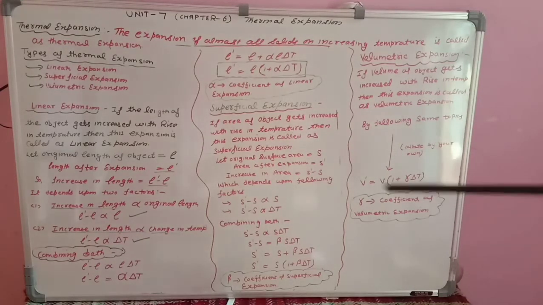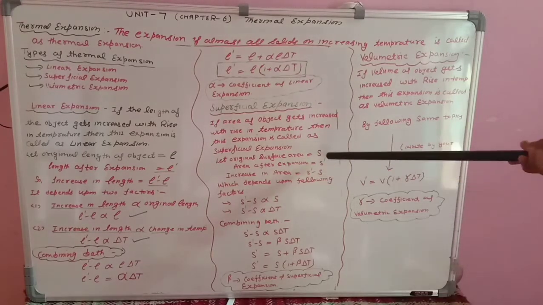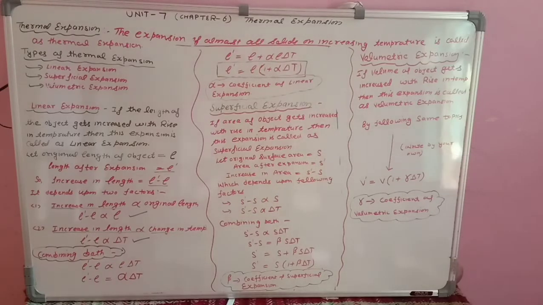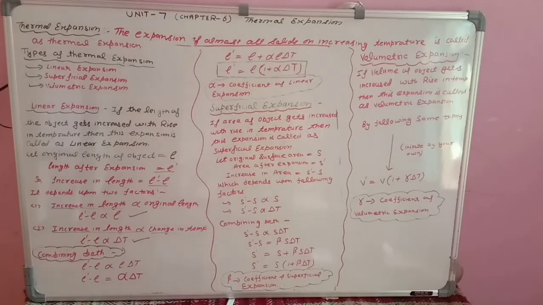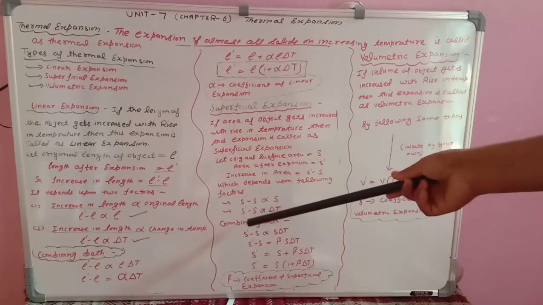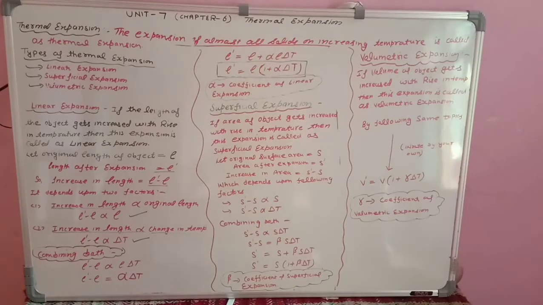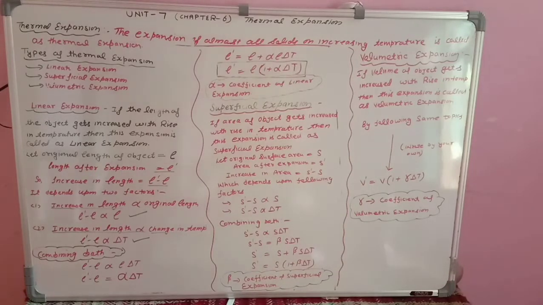Okay, so for this we are taking, let S be the original surface area and S dash the area after expansion, and increase in area, what will it be then? S dash minus S. As we have done in the first case, it depends upon two factors. S dash minus S is directly proportional to S. S dash minus S is directly proportional to delta T. Combining both and following the same steps, at last you will get S dash is equal to S into 1 plus beta delta T. And here this beta is called coefficient of superficial expansion.